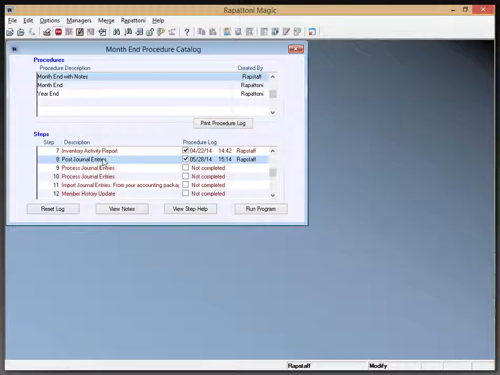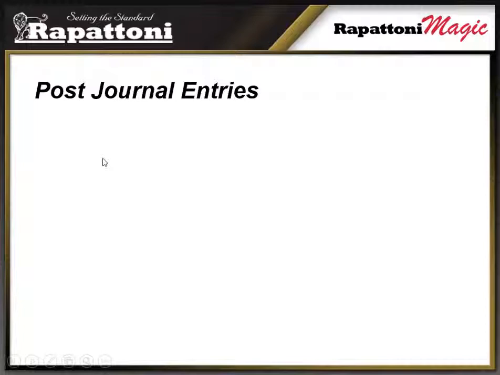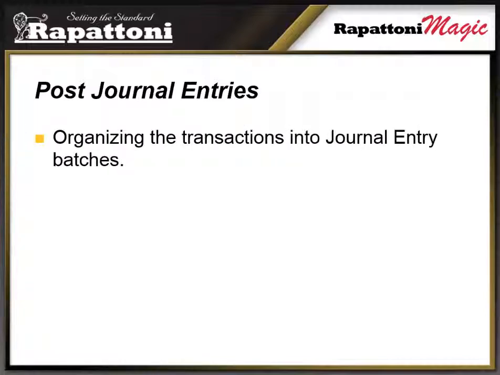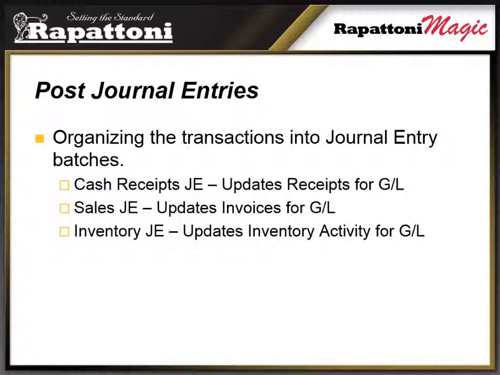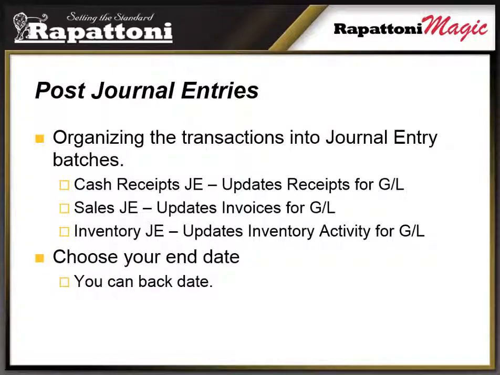Let's review. Check our little box on our checklist and review. Post-journal entries, what does it do? It organizes the transactions into journal entry batches. From there, we'd have the 3 categories: cash receipts, sales, and inventory journal entry. As you probably could figure out, it updates the receipts for your general ledger. The sales journal entry looks at the invoices and updates those for your GL. And the inventory journal entry will update your inventory activity for the general ledger as well. You want to choose your end date, and of course you can backdate.